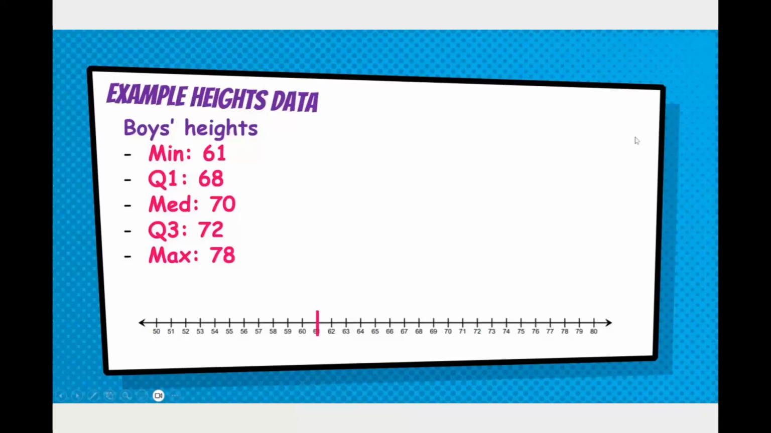I'm going to go to 61, and then draw a line along the number line all the way to quartile 1 at 68. This is where my box begins. At 68, I'm going to draw a box from 68 to 72, so that's from Q1 to Q3. That's my IQR area. Then I'm going to label my median at 70, right there in the middle of that box. Then I'm going to draw another line from the right side of the box all the way to 78. That would be my box and whisker plot for this graph.